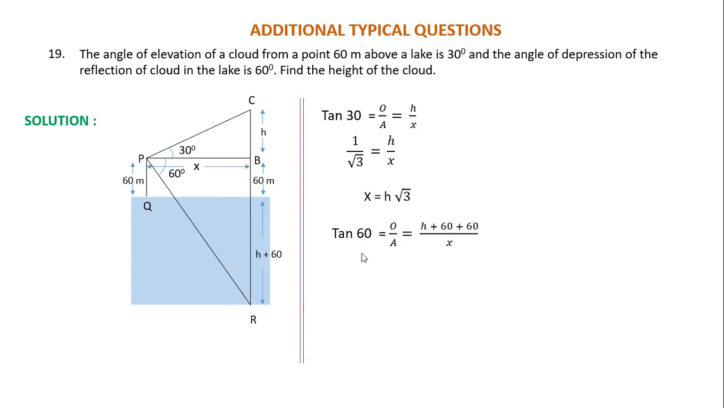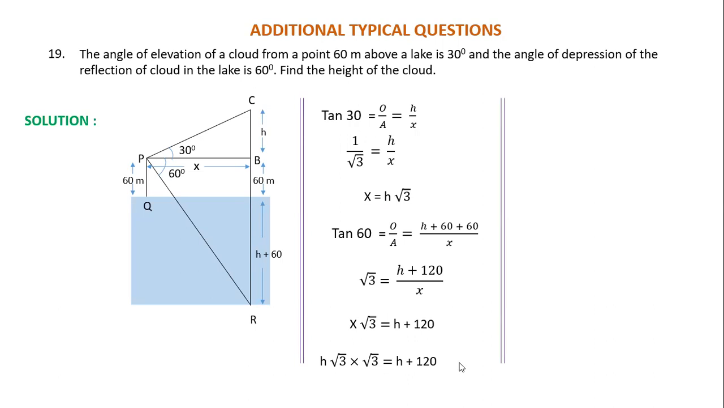Tan 60 is root 3. Root 3 is equal to h plus 120 upon x. X root 3 is equal to h plus 120. Put x as h root 3. So it is h root 3 into root 3 is equal to h plus 120. 3h is equal to h plus 120. 3h minus h is equal to 120. 2h is equal to 120. h is equal to 120 divided by 2. h is equal to 60 meters.